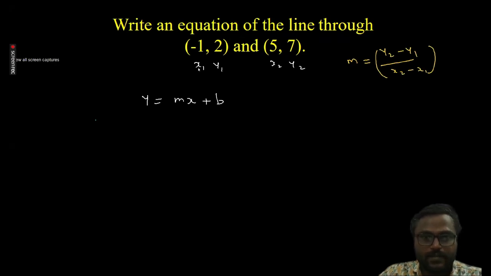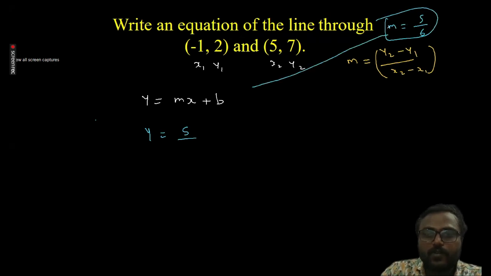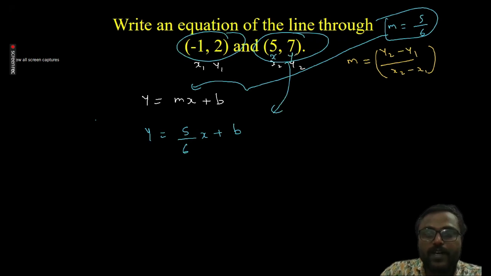Okay, Daniel says it is 5 over 6. Yes, it is correct. So y equals, I'll just put the value of m. m is nothing but 5 over 6. I'll just substitute the value of m into this equation: 5 over 6x plus b. Now I'll take any of these 2 points. I'll put the value of x as 5, y as 7 into this in order to get the value of b. So y is 7 equals 5 over 6 times x, which is 5, plus b.